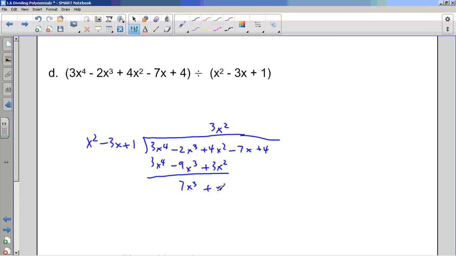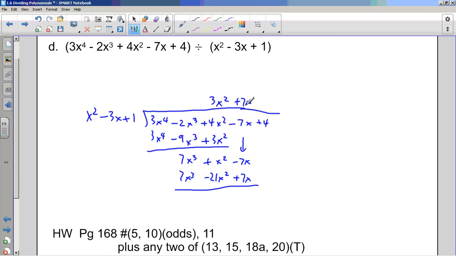Subtract. And then bring down. And now I have another trinomial that matches the trinomial I'm dividing by. What do I multiply by to get rid of the 7x cubed? Well, 7x will work. And then 7x times, numbers are getting big, makes me a little bit nervous, but I think I'm okay. And then onwards we go.